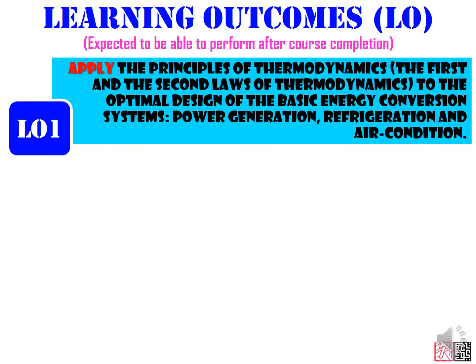The first type of outcome in this subject is called the learning outcome, LO, which is the objective or the outcome that you are expected to be able to perform after course completion. We have 3 learning outcomes for the subject. First, learning outcome number 1, LO1, where you are expected to be able to apply the principles of thermodynamics, the first and the second law of thermodynamics, to the optimal design of basic energy conversion systems, such as power generation, refrigeration, and also air conditioning systems.